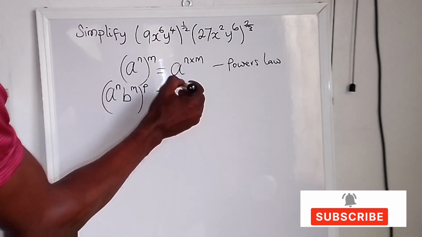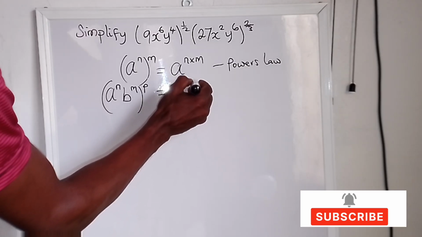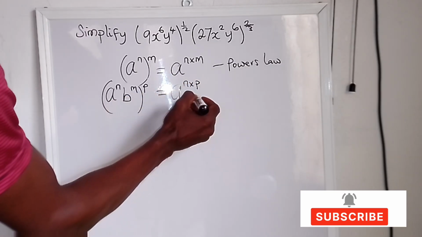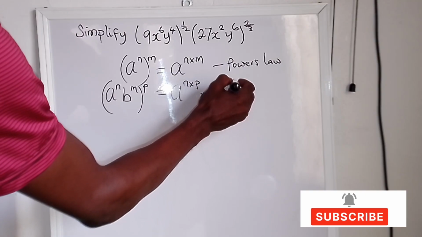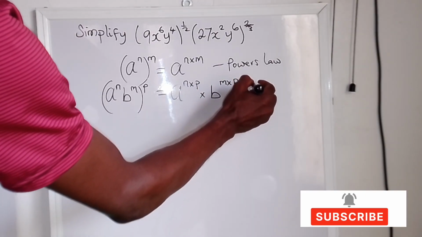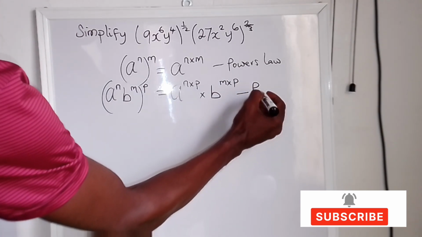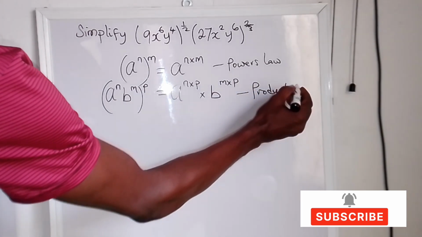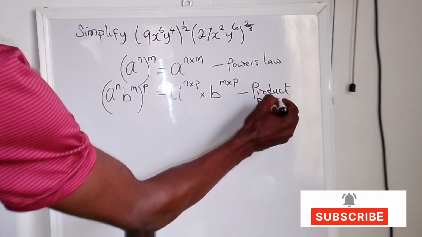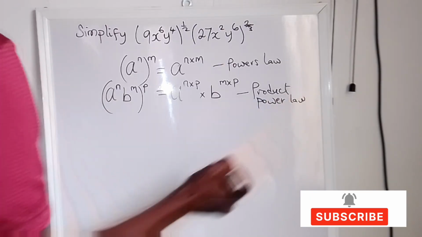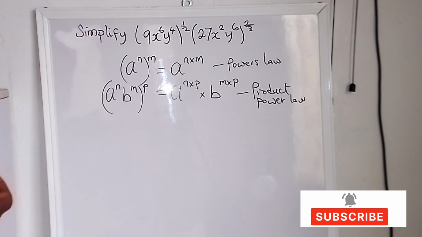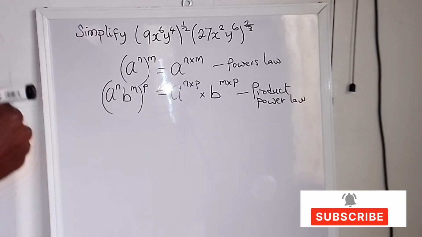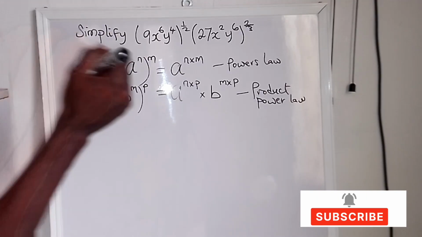So we have here a raised to the power of n times p, then times b raised to the power of m times p. Remember, we said this is what? Product power law. Don't forget it, product power law. So for solving indices, you must know your laws or rules governing the topic. Okay, we now move on to our solution.